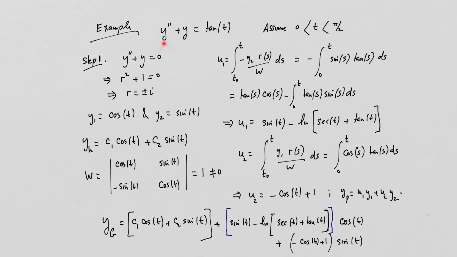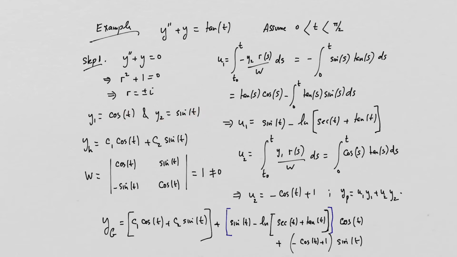I picked the left-hand side to be nice. The second derivative is just the opposite of the original function, so you know it's going to be either sine or cosine. I use characteristic equations. Once you get the i's, you know it's trig. So y1 is cosine and y2 is sine. Notice that cosine and sine are independent.